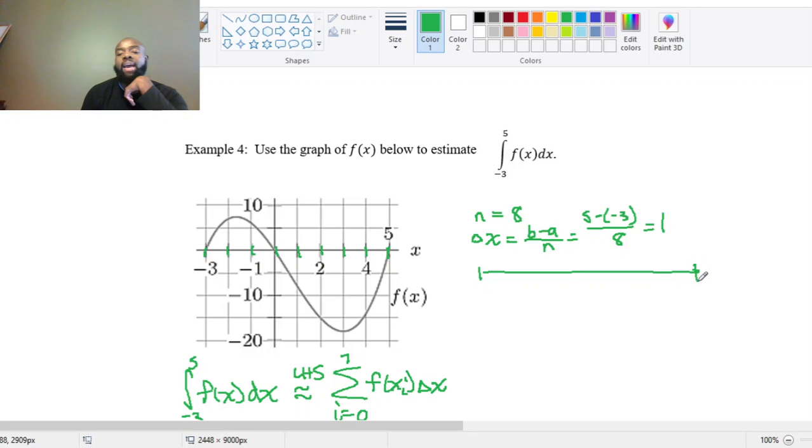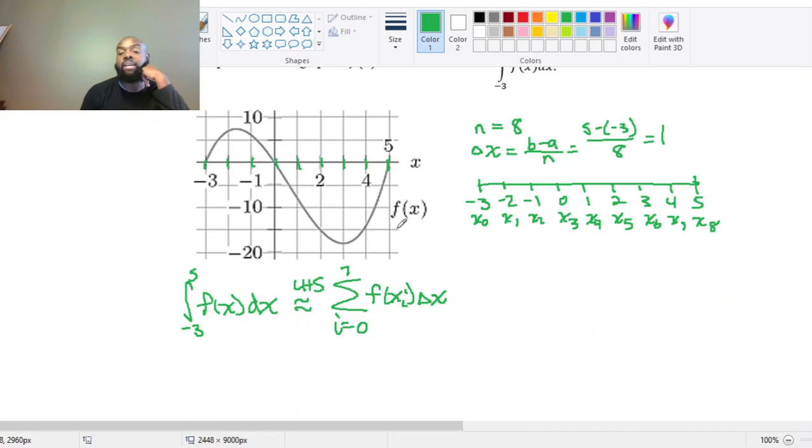And if I want to know my x of i's, I start with my leftmost endpoint. I have my other endpoint, and I'm going to write 1, 2, 3, 4, 5, my 8 subintervals, and they're 1 unit in length. And so I'm going to have -2, -1, 0, 1, 2, 3, 4, 5. So I get my x of 0, x of 1, x of 2, x of 3, x of 4, and so on and so forth.